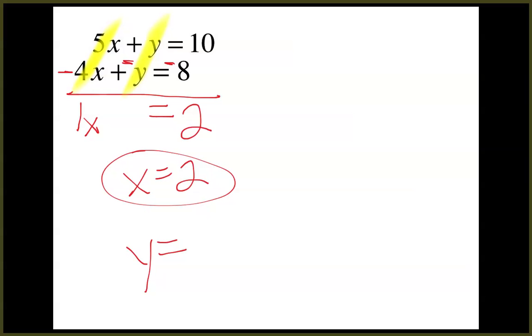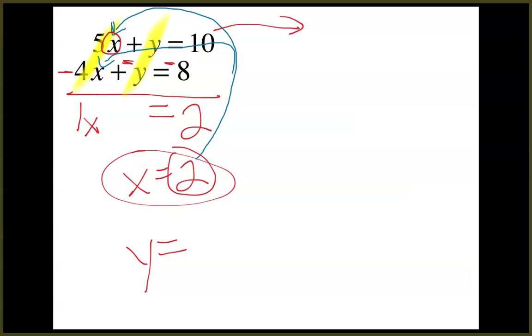Remember, you can do that by taking this 2, since x equals 2, and plugging it here, or we could plug it here if we wanted to. Either way, we should be able to solve for y. I'm going to use this first equation, and if we put a 2 right here, it's 5 times 2, which is 10, plus y equals 10.